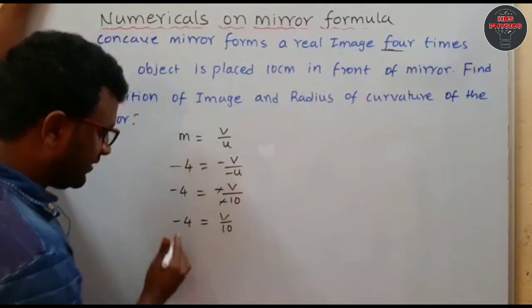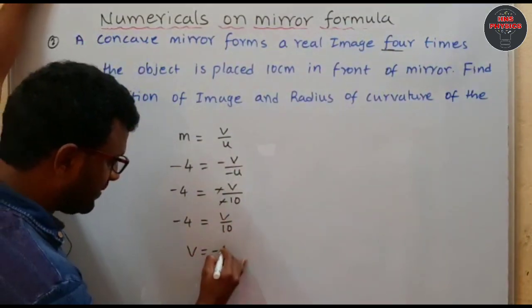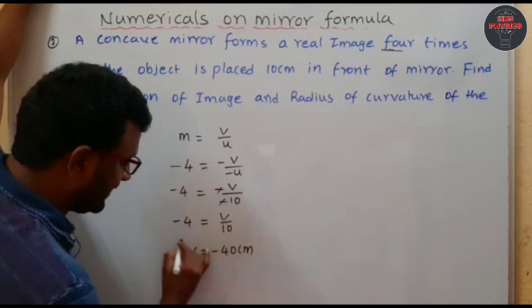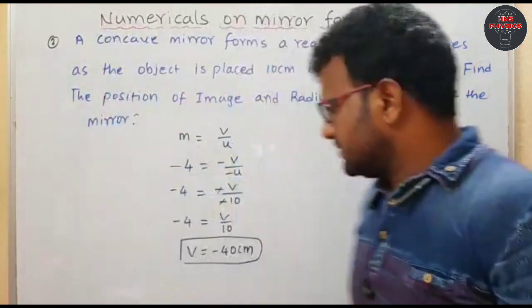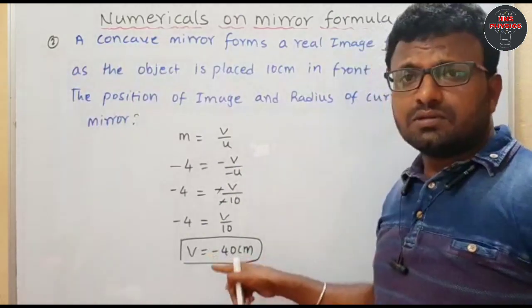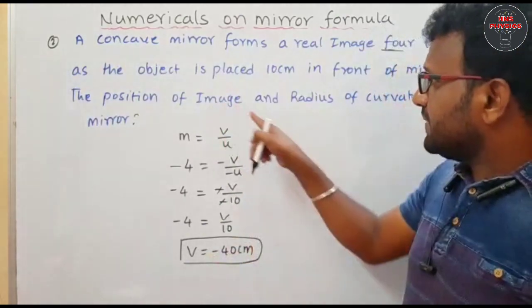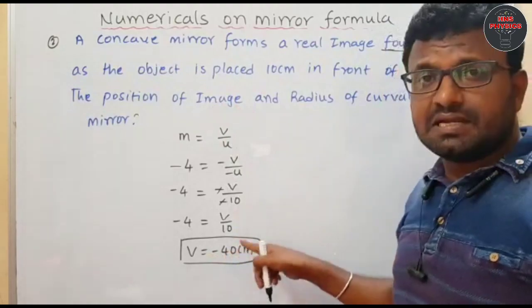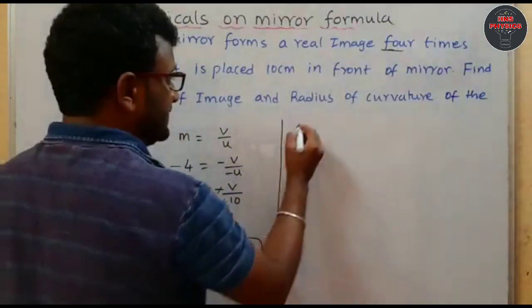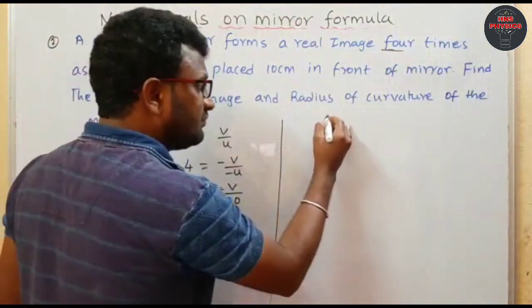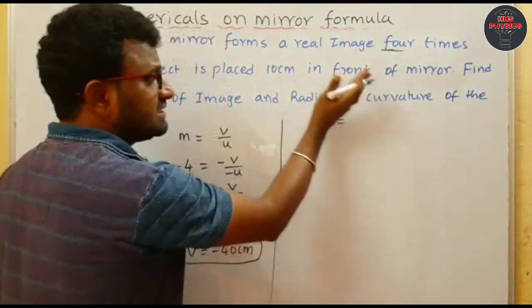Then what about the image distance? Here image distance is minus 40 centimeter. So real image means image distance is negative. Yes, already we got it, it is negative. So the position of the image means how much distance? 40 centimeter from the mirror. Now we have to find the focal length. First we have to find the focal length, then afterwards we can find the radius of curvature.